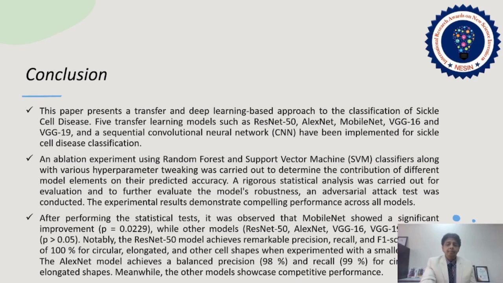So finally, to conclude my research, we can see that this research actually presents a transfer and deep learning based approach to the classification of sickle cell disease. 5 transfer learning models such as ResNet 50, AlexNet, MobileNet, VGG16 and VGG19, and a sequential convolution neural network, that is CNN, have been implemented for sickle cell disease classification.